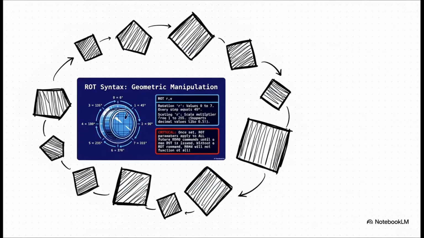So once you had your shape from DRAW, ROT took over. You could spin that shape around in 45-degree steps, and you could scale its size anywhere from normal all the way up to 255 times bigger. This is where your custom shape really got its dynamism.